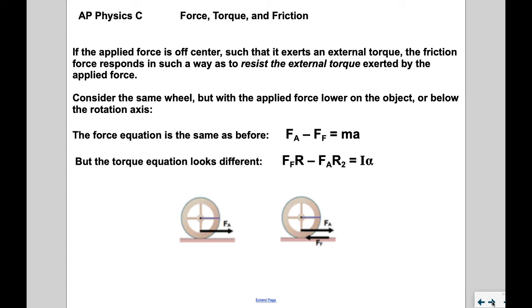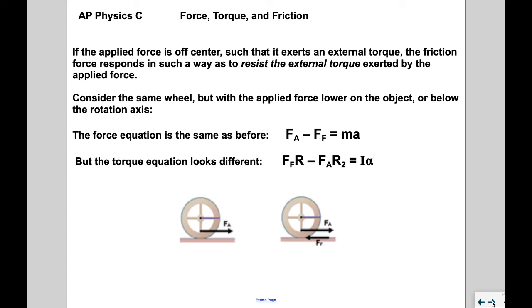The torque equation looks a little different. Notice that the torque due to the friction force is clockwise and positive because that's the way the object is going to roll. This object is going to accelerate to the right. There's no way that it can roll counterclockwise and accelerate to the right and still undergo smooth rolling. Okay? So it's going to accelerate to the right.